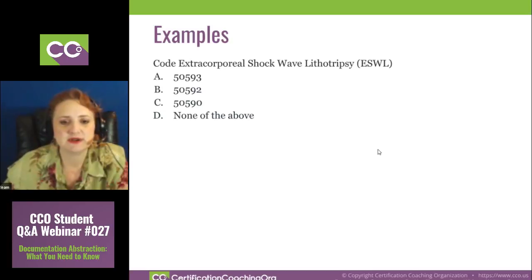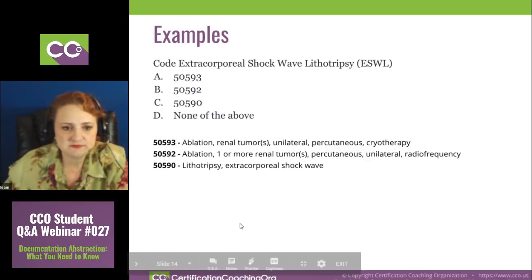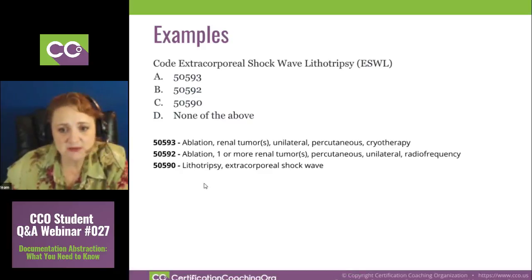All right, so let's look and see what the codes are. We can rule this out extremely quickly, because this is a lithotripsy, and this is an ablation, this is an ablation, and this is a lithotripsy, so it has to be 50590 or none of the above. But we know we're going to rule out none of the above, and it's word for word. So an ablation is not a lithotripsy. What if it said ablation and lithotripsy or something like that? That's fine. But this was so simple: ablation, lithotripsy. Yep, it's lithotripsy. That's the one it is.